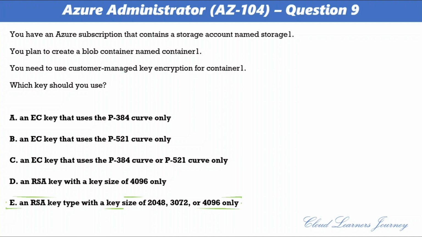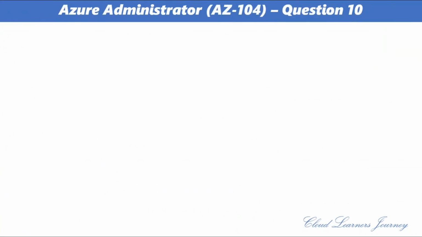And the correct option is E. An RSA key type with a key size of 2048, 3072 or 4096 only. Customer managed keys rely on managed identities for Azure resources. Azure Storage Encryption supports RSA and RSA HSM keys of size 2048, 3072 and 4096. Next, question number 10.